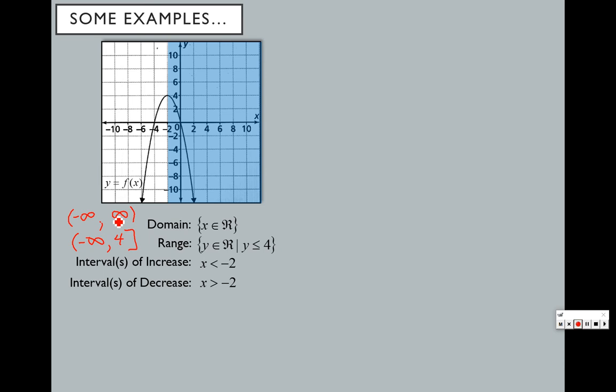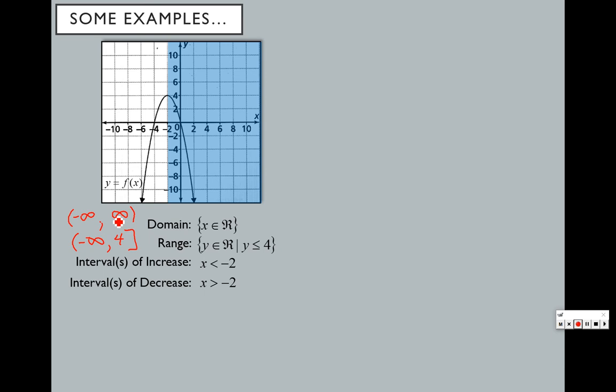What about at negative 2? Why is negative 2 not included in either side? What's happening at negative 2? Yeah, well, it's the maximum, so it's not increasing or decreasing there. It's sort of stationary for a moment. It sort of stops there at the top.